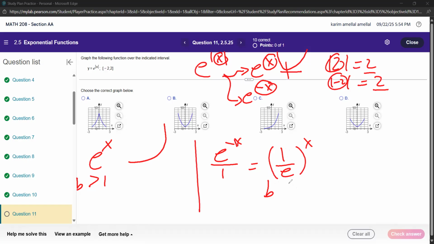We have a rule that says if b, the base of power x, is less than 1 and greater than 0, the function will be drawn like that. So from negative 2 to 2, when x is negative, it will be drawn like that. And when x is positive, it will be drawn like that. So the final answer will be B.